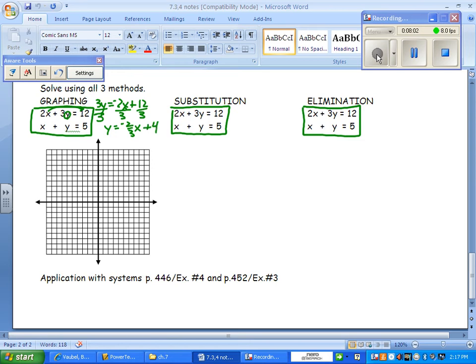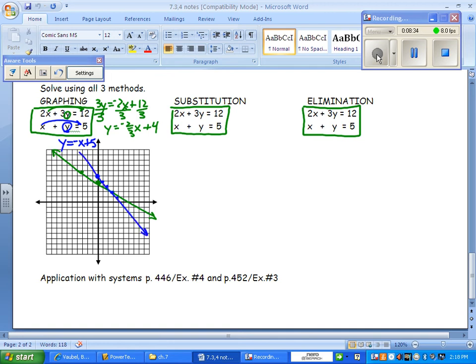Graph the 4, 1, 2, 3, 4 on your y-axis. Go down to right 3, or up 2, left 3. And I'll draw that line. And then the other line, we'll make it blue. To get y alone, you're going to subtract your x. You'll have y equals a negative x plus 5. Start at 5, 1, 2, 3, 4, 5 on your y-axis. Down 1, right 1, down 1, right 1, down 1, right 1. Looks like they're intersecting here.